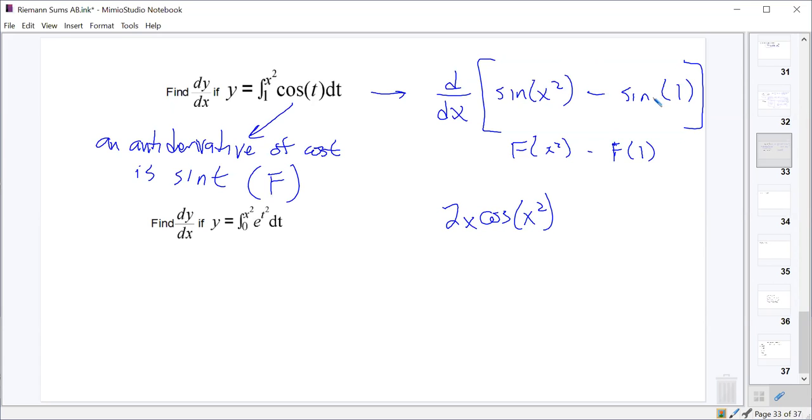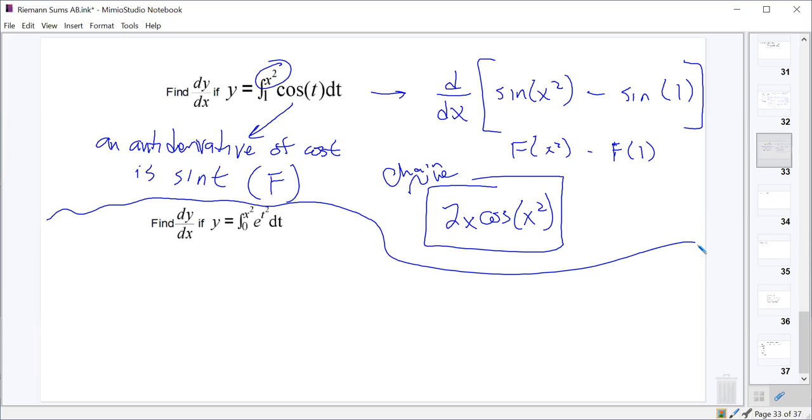And what about this one? The derivative of sine of 1. Well, sine of 1 is just a number. So it's 0. So if this thing in my upper limit, or if I happen to have it in the lower limit, was a function rather than just a variable, we'd have to use the chain rule to find that derivative. Does that make sense to everybody? Yeah, it makes sense. All right.